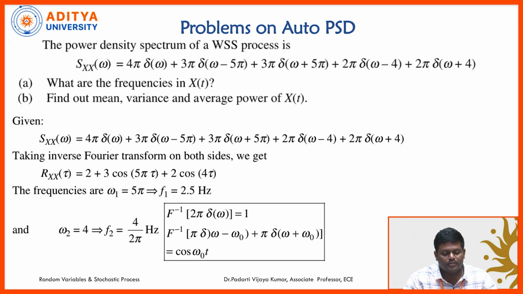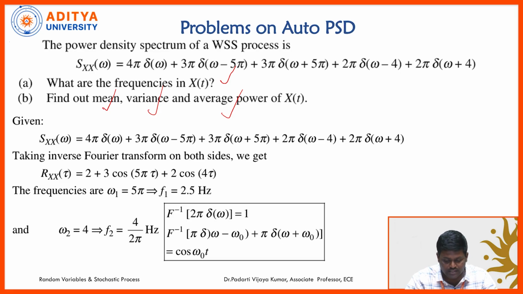Next, one more problem, which is related to computing the statistical parameters: mean, variance and average power. The power spectral density is given. We are asked to identify the frequencies. What are the frequencies present there? There are different frequencies present.